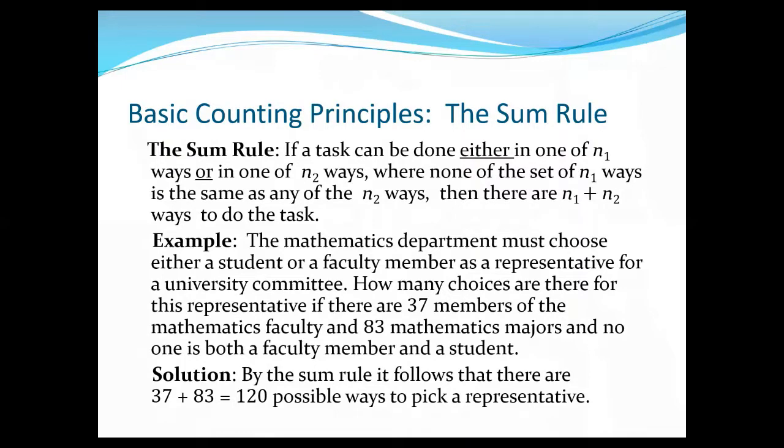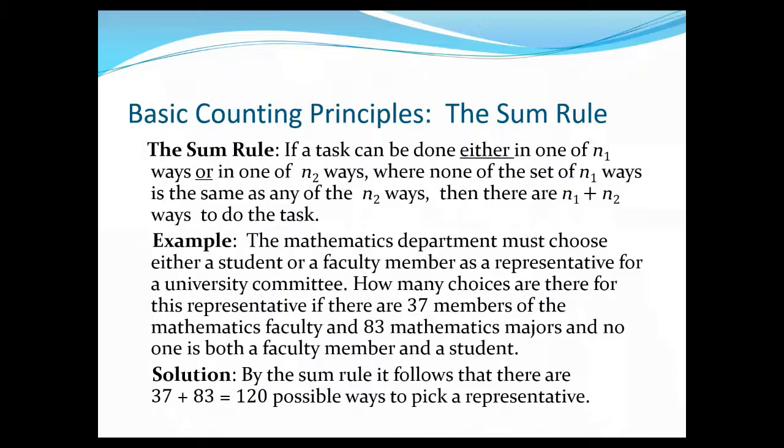So that's sum rule. For example, the mathematics department must choose either a student or a faculty member as a representative for a university committee. How many choices are there for this representative if there are 37 members of the mathematics faculty and 83 mathematics majors, and no one is both a faculty member and a student? So we're going to get a representative, and that representative could be either a student or faculty, just only one. If we have this problem, we could choose the sum rule.